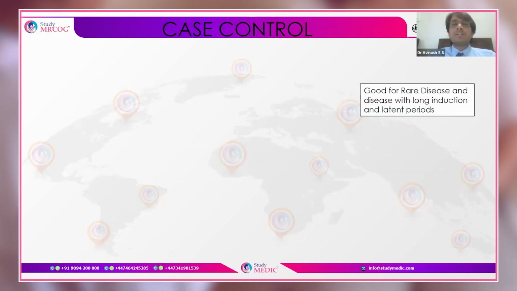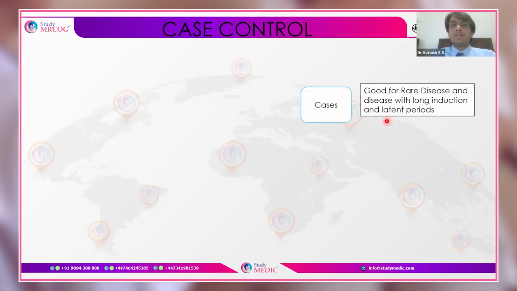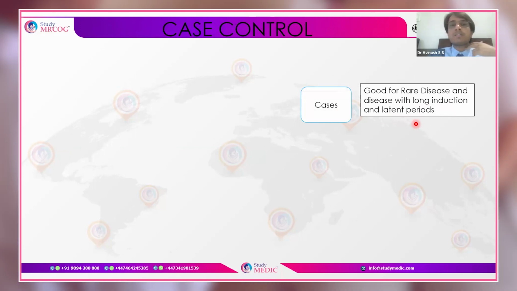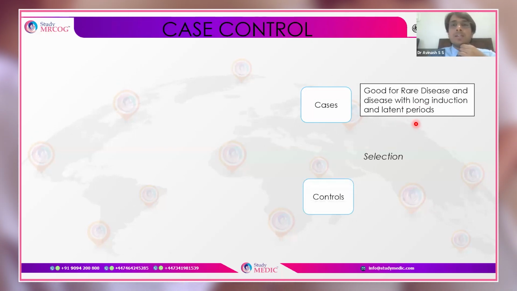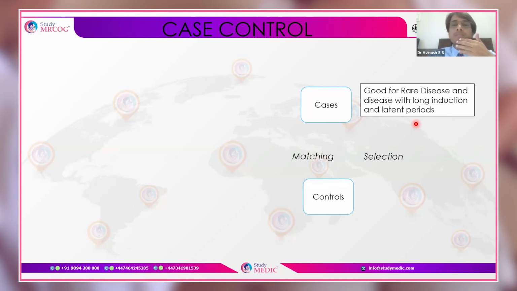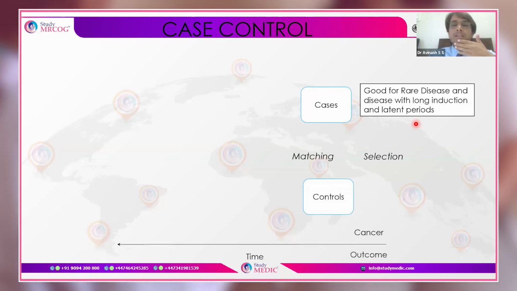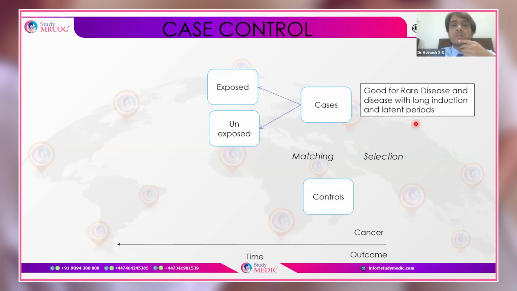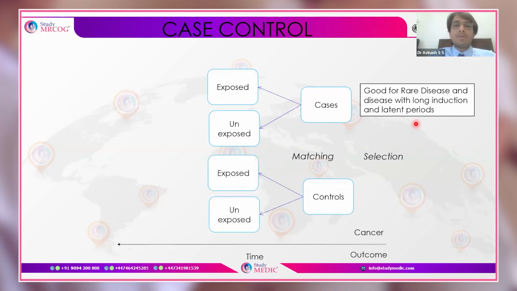So case control study designs are different. Here, it is good for rare disease and disease with long induction and latent period, because a rare disease can be screened for, and using the diagnostic criteria, we can select those with the rare diseases in a particular locality. And based on this, we can also select age and gender matched controls similar to the cases, except that they don't have the rare disease. And then we match them. We ask the details about the exposure, whether they were exposed or not exposed. Similarly, we ask the same details about the exposure to the controls.